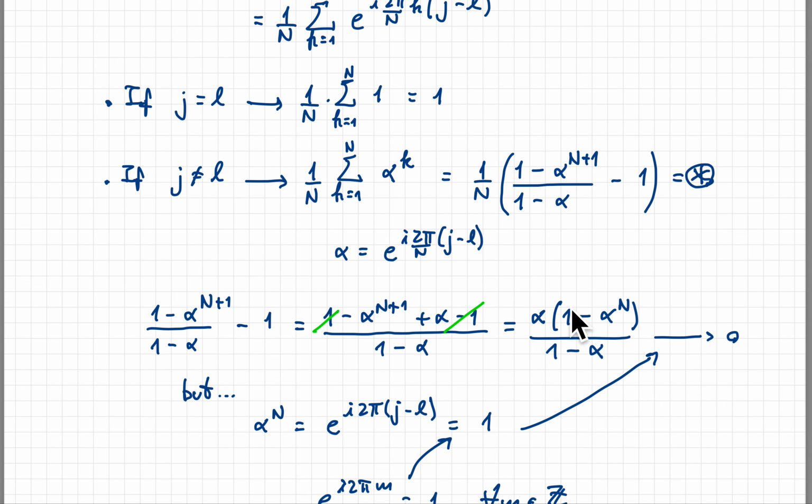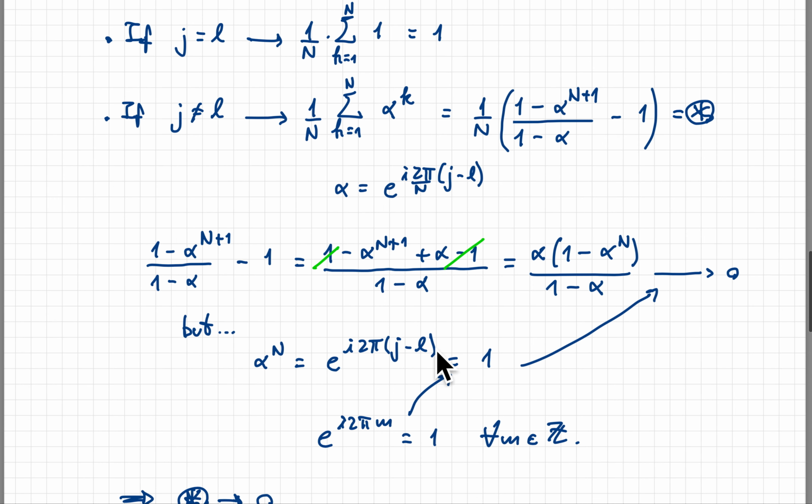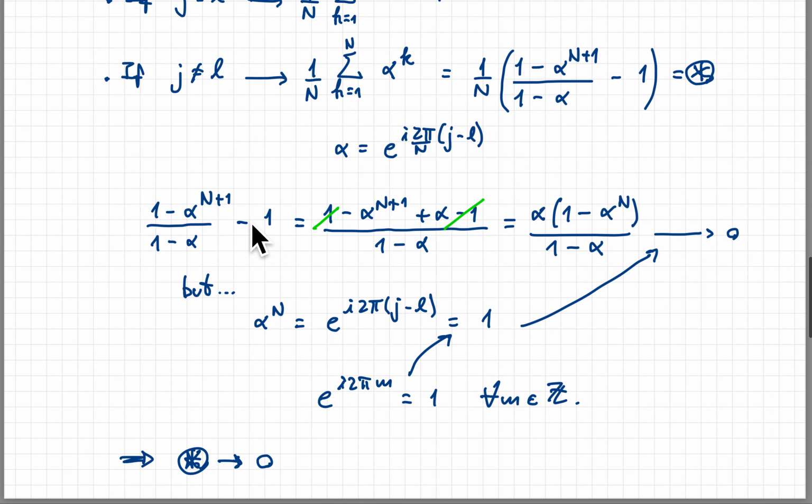And this is the crucial part that we have to look at. Why? Because it turns out that alpha to the n is, as you can see from here, e to the i 2 pi (j minus l). And no matter what j and l are, as long as they're integers, this e to the i 2 pi times any integer is going to be 1. And so this means that this alpha to the n is 1, and it cancels with this other one, and so this is 0. Okay, so we have managed to prove then that this asterisk that I put up here is going to be 0.